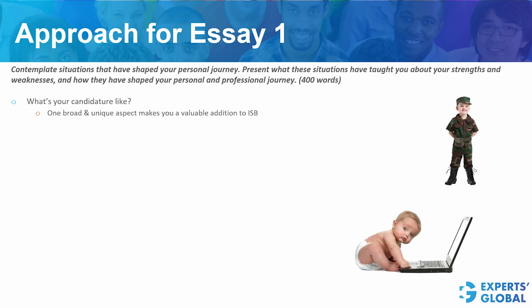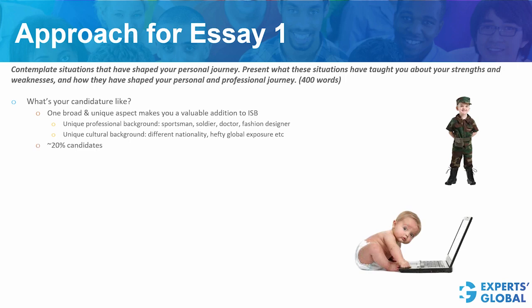Examples of such unique aspects include having a unique professional background, for example, being a sportsperson, a soldier, a doctor, a fashion designer, an artist, or carrying a unique cultural background, for example, having a different nationality. Remember, most of the ISB class is of Indians, so having a different nationality helps your candidature. So does having hefty global exposure. Only about 20% candidates would fall in this category of having a unique candidature and only one aspect making you a valuable addition to ISB.